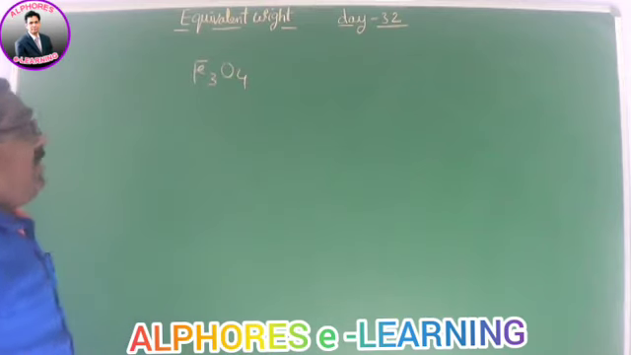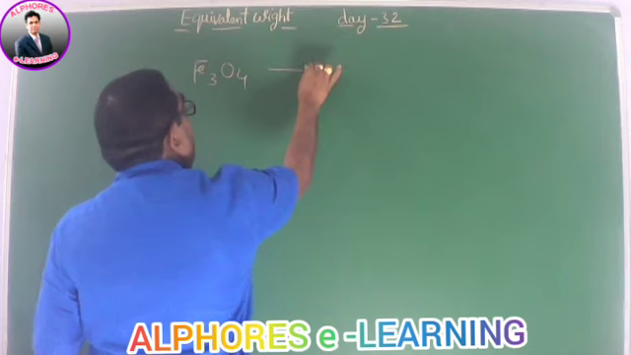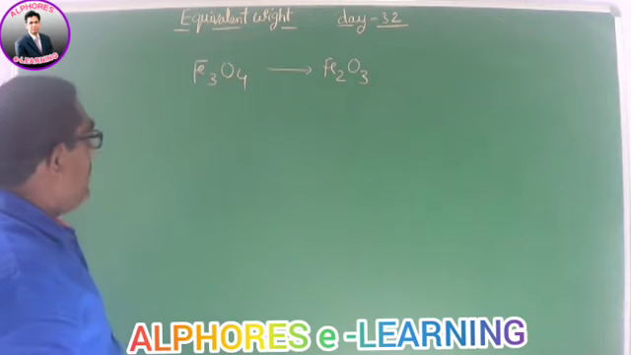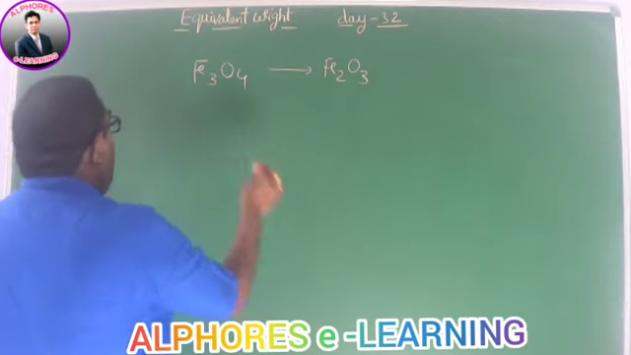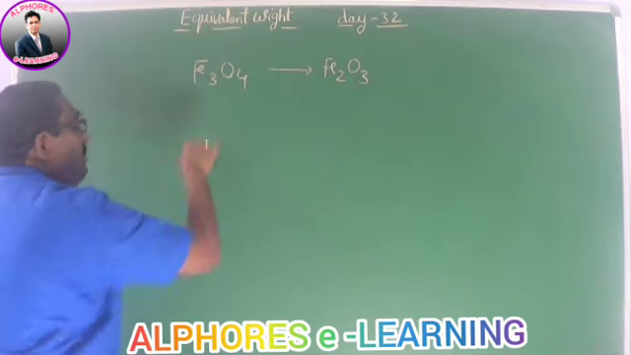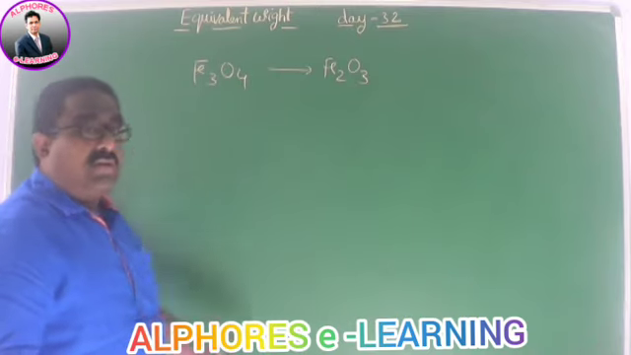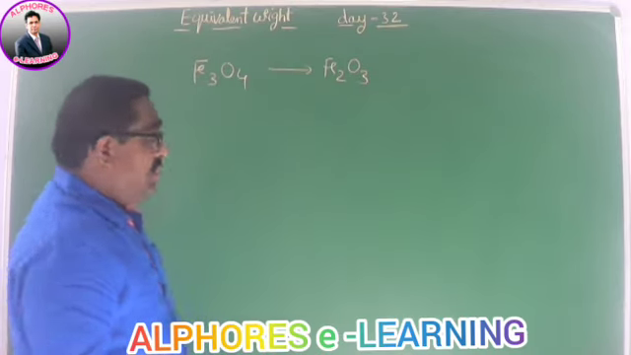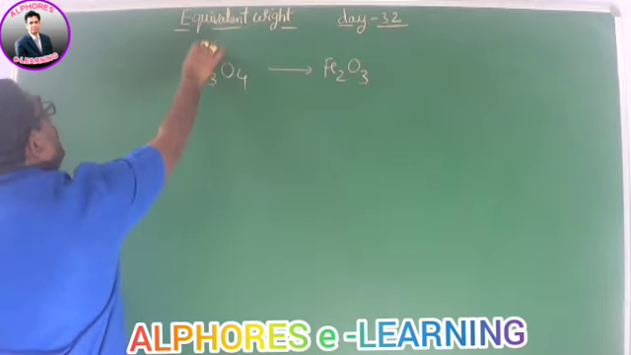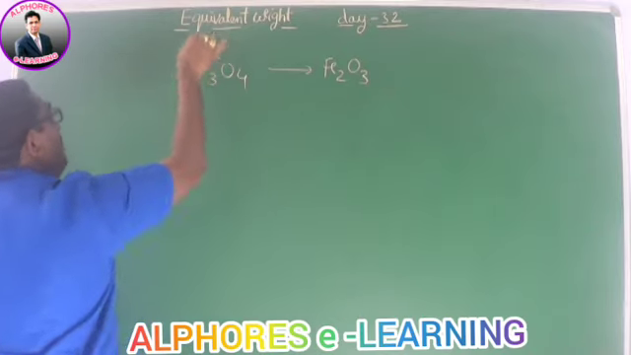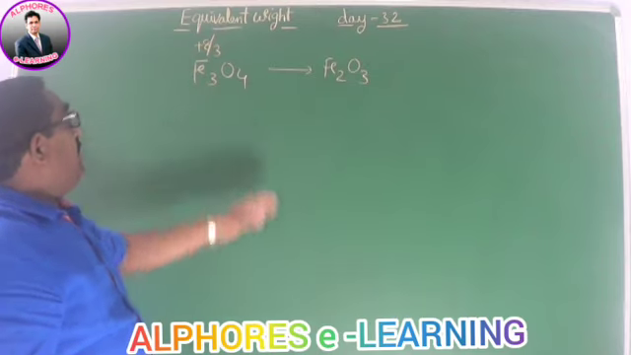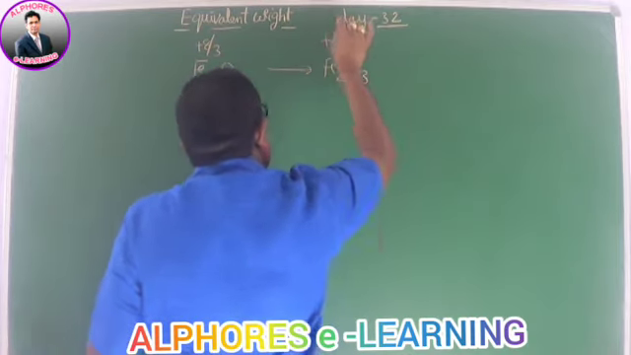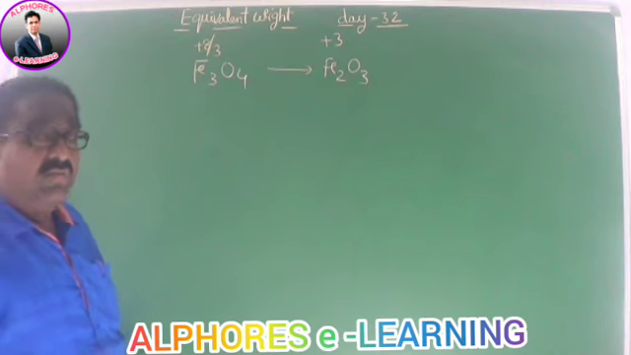This is Fe3O4, a mixed oxide of iron, changing into ferric oxide Fe2O3. Now, I want to calculate the equivalent masses of both Fe3O4 as well as Fe2O3. First, let me calculate the oxidation numbers. For these three irons, the average oxidation state is plus 8/3. For these two irons, the oxidation number is plus 3. That we know very well.